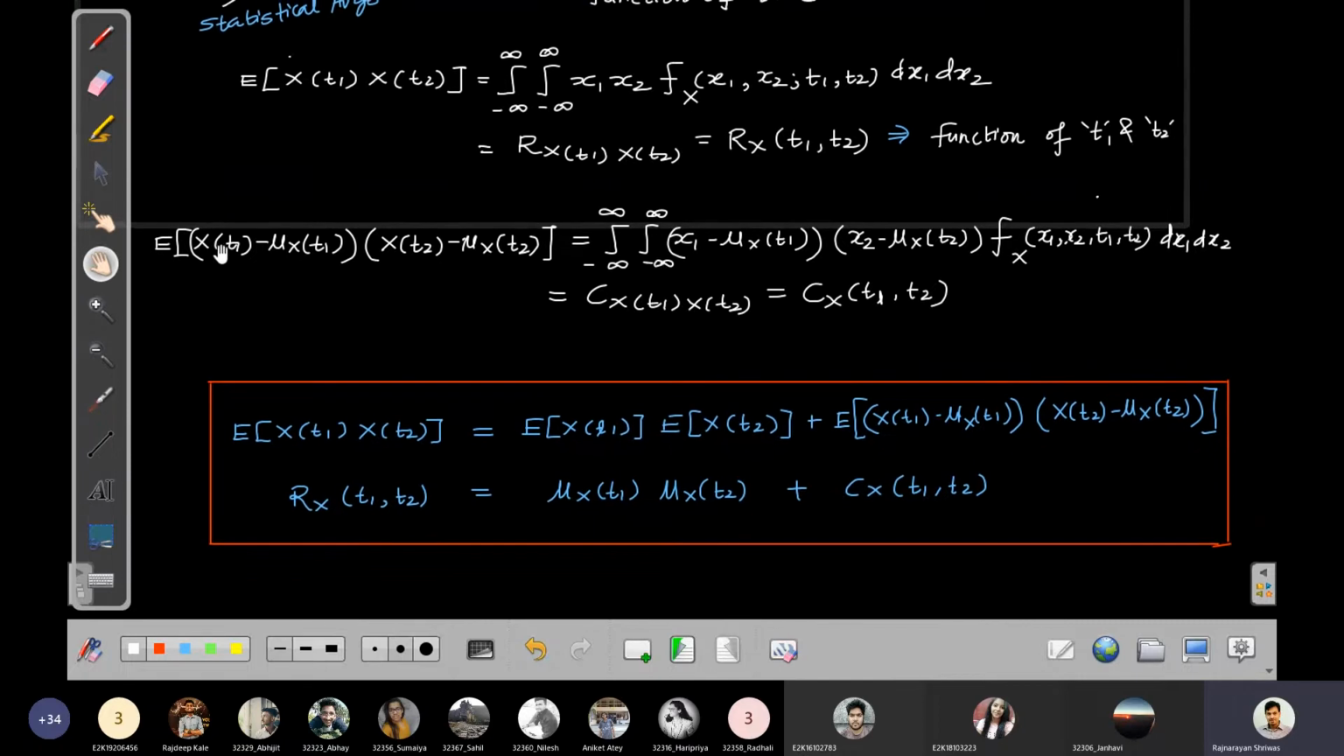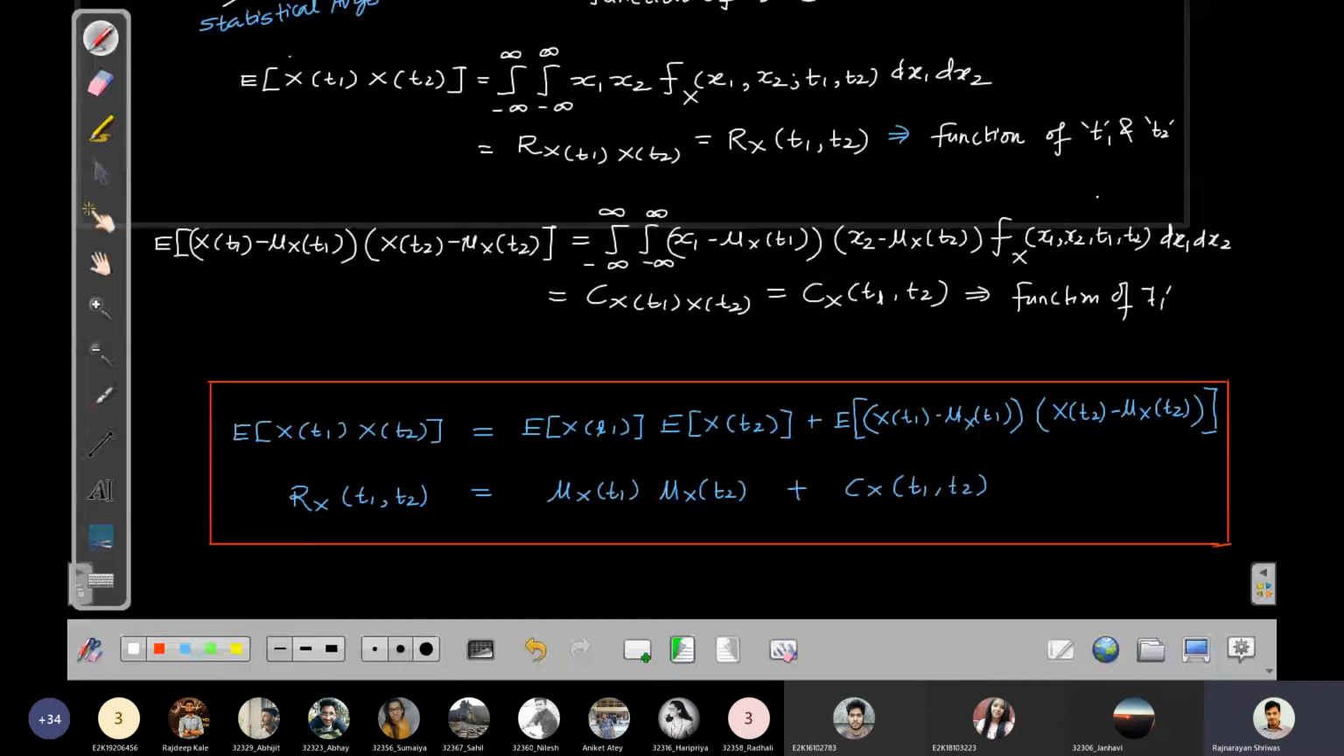You can just replace capital Xt1 with x1, and mu xt1 is just a value, so I need to just subtract it from this x1, and then same thing here, and you can write this joint PDF. Double integration has to be there. Covariance is denoted by capital C, xt1 and xt2. So it is simply written as C_X(t1, t2) to show that it's also a function of time t1 and t2. I hope this makes sense.